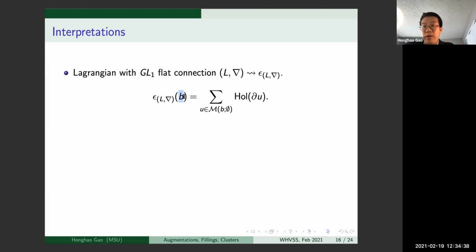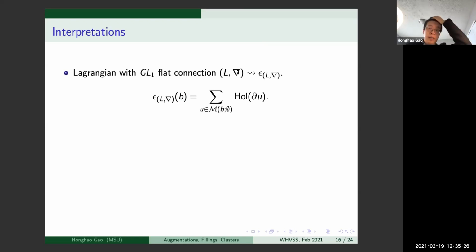its evaluation on a particular rep chord is just by counting all the holomorphic disks, and for each holomorphic disk, we count the holonomy along the boundary of the disk. So you can think about a rep chord, and then you take any holomorphic disk, which has the one puncture at the rep chord, and then no other punctures. And the boundary of the disk is on the Lagrangian L. And then you can evaluate the boundary of the disk using this holonomy, and then you take the sum of all of them. This gives you a number.